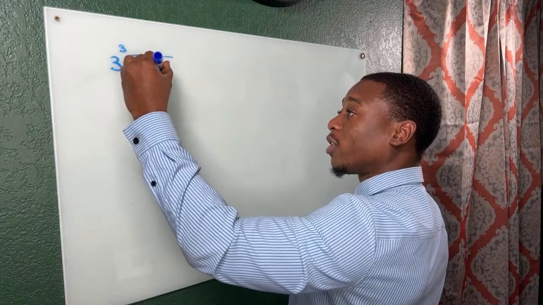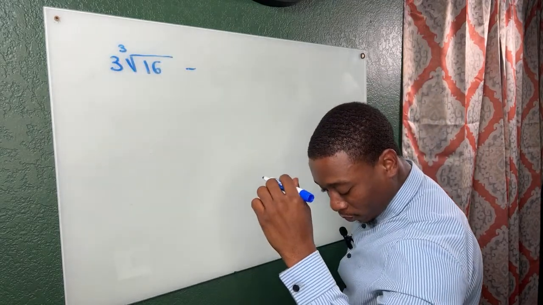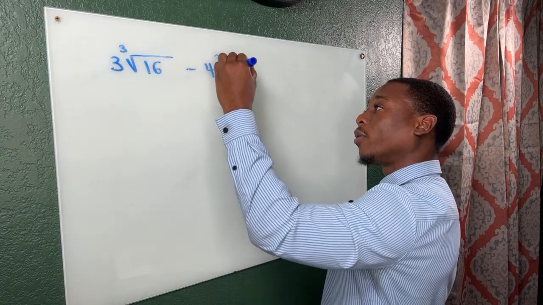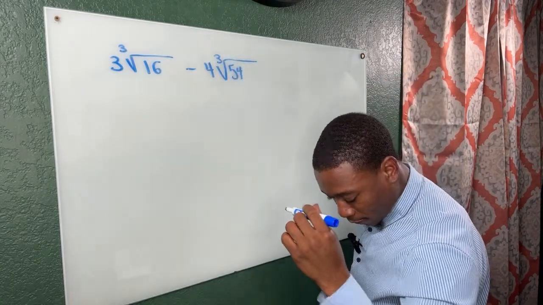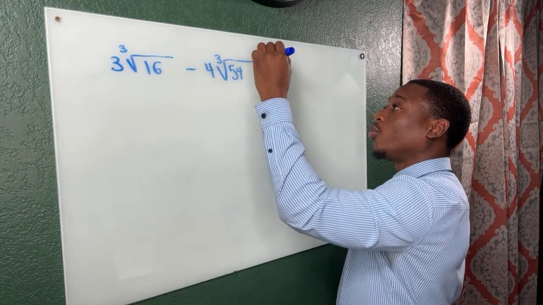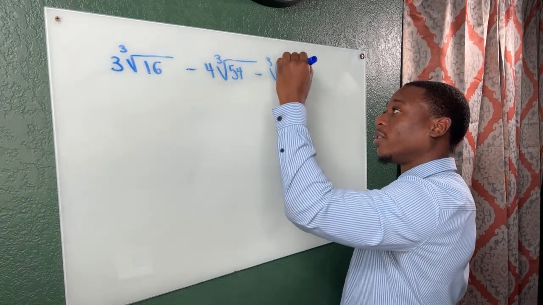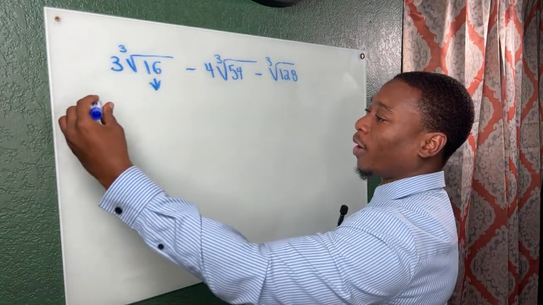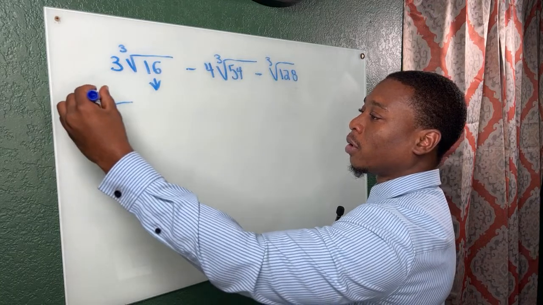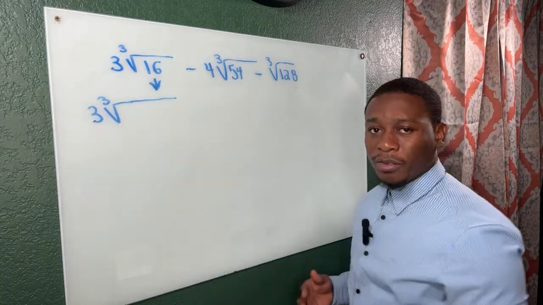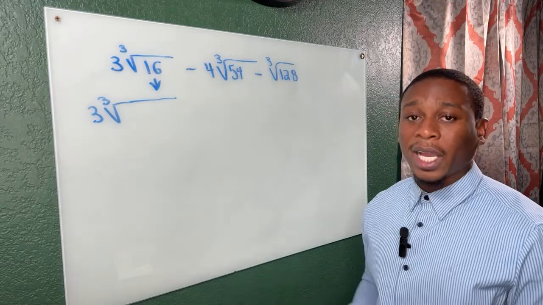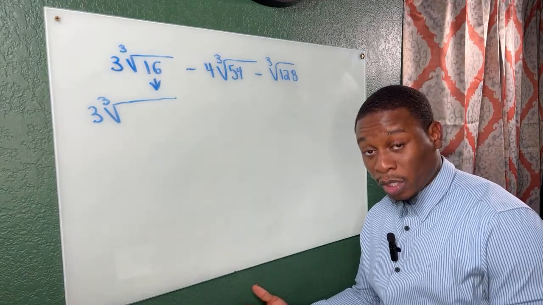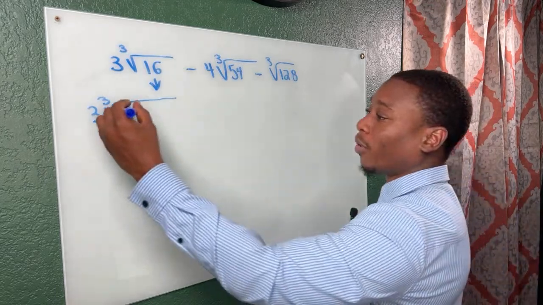So we have the cube root of 16 minus 4 times the cube root of 54 minus the cube root of 128. So when we think about this, guys, let's break this down. All right, so we have 3 times the cube root. And what could we divide 16 by? 8 times 2, 4 times 4. 4 times 4, there are no perfect cubes. So we would rather use 8 times 2, right?